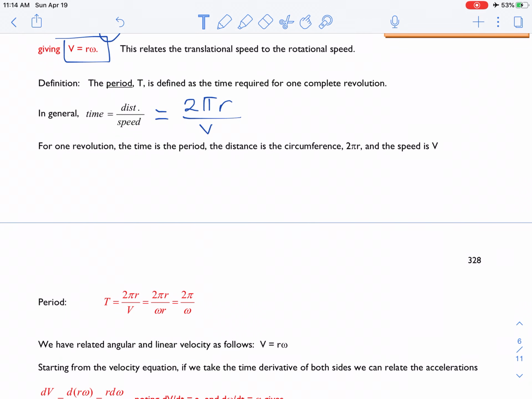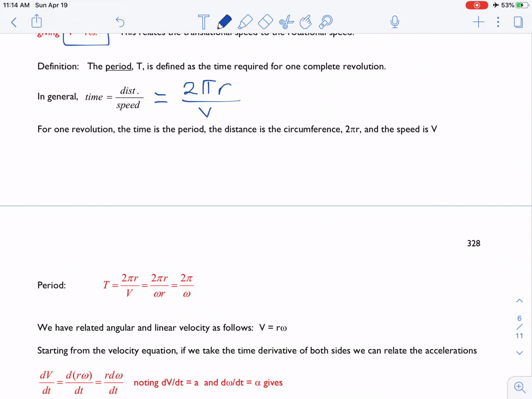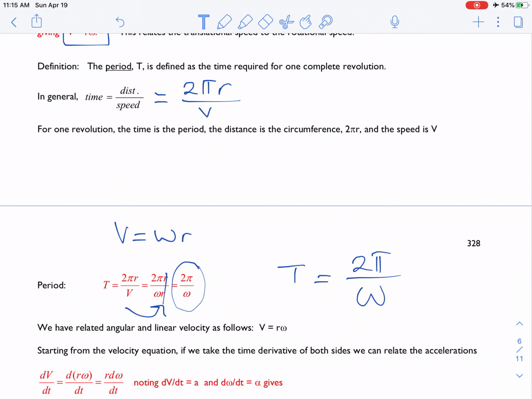We know that v can be written in terms of omega using v equals omega r, right? This was the relation we just got. And then what you see is the r's are going to go away, and the period is simply 2 pi over omega. Okay, so you have a little bit more simplified version. So the angular velocity is also related to the period, and it doesn't change with r. You can see that T equals 2 pi over omega. There is no longer an r affecting this equation. Okay, we have related angular and linear velocity.